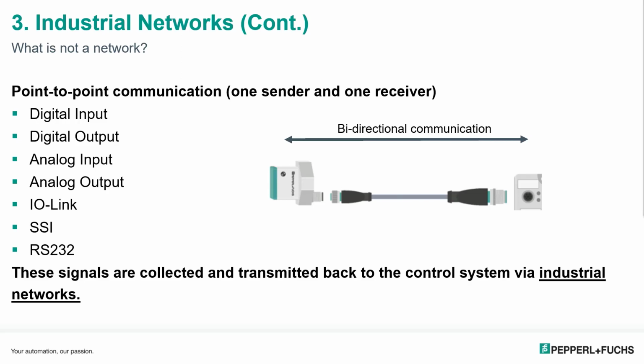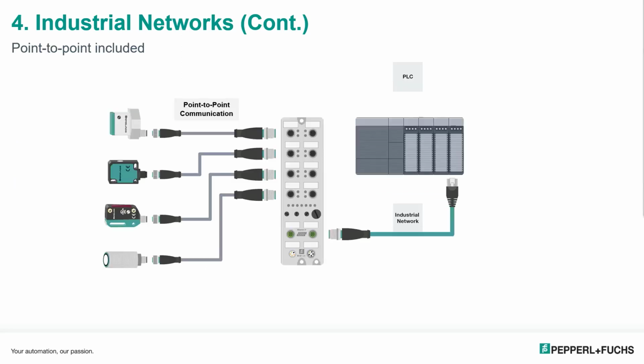And these signals are collected and transmitted back to your control system. They could be transmitted directly to a card in the PLC, but often they are consolidated into a block and then sent back on an industrial network. So here's a good representation of what I'm talking about, putting it back together. We've got our industrial network from the block to the PLC, and then we've got our point-to-point communication going from the device back to the I/O block.